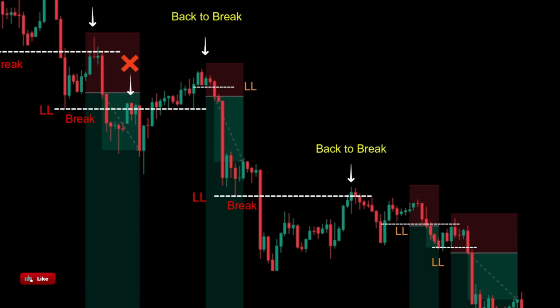However, in the next pullback, we experience a stop loss. The key point here is that structurally, everything looks correct. We have the break, the pullback, and even the candlestick confirmation, but the market still takes our stop. This is a natural part of trading and something every trader must accept.